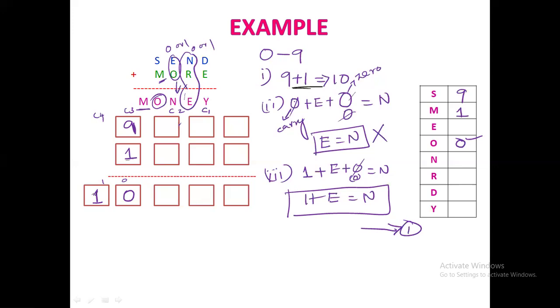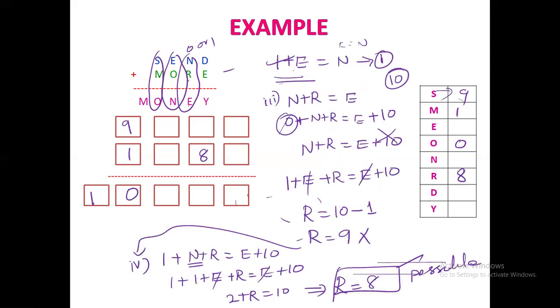Then we have to go for E plus O. E plus O is equal to N, and the carry may be present or may not be present. If we are substituting 0, we are getting E is equal to N. That step is not possible. So we are assuming this carry value is equal to 1, plus E plus O, where the O value is 0, is equal to N. And if you are striking out, 1 plus E is equal to N, and then the remaining values we have to substitute parallelly.